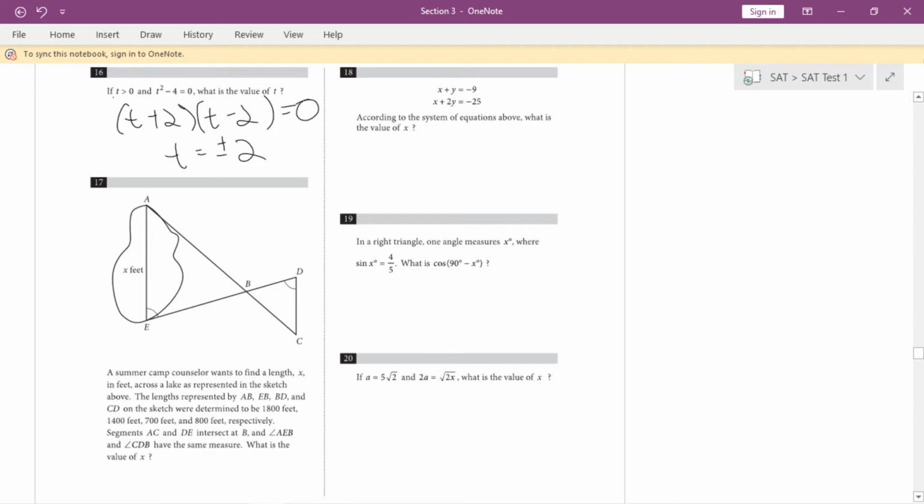But they also tell me one more thing, that t has to be a positive number. And by the way, you actually can't write in negative answers. So the answer has to be just 2.